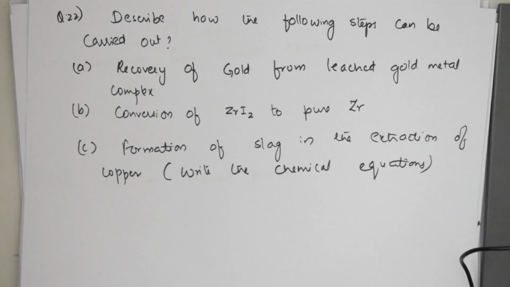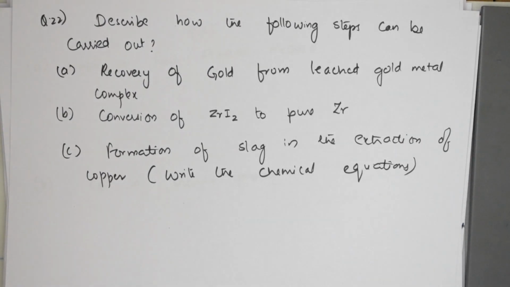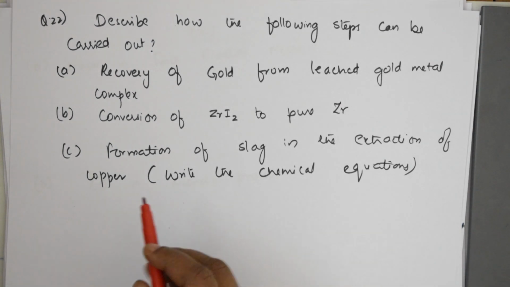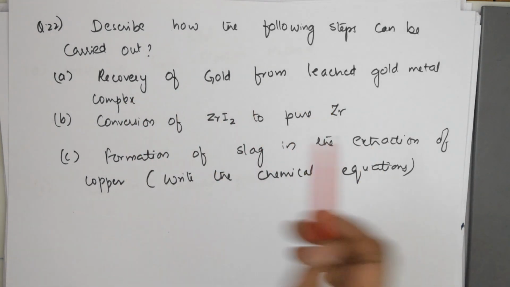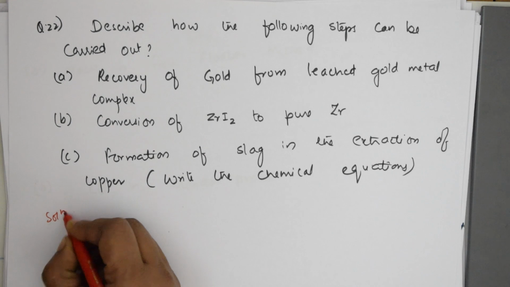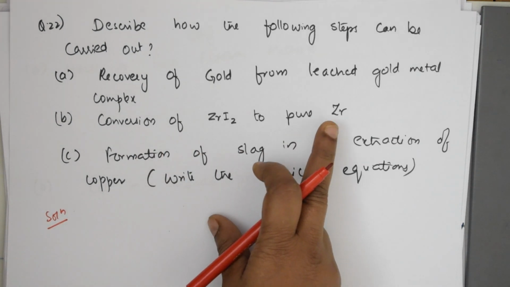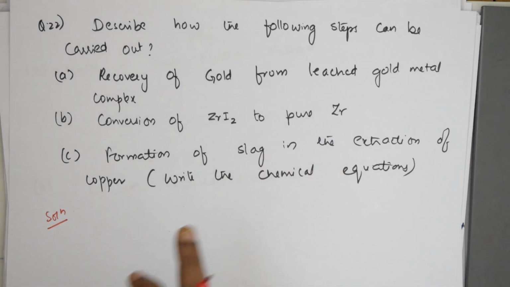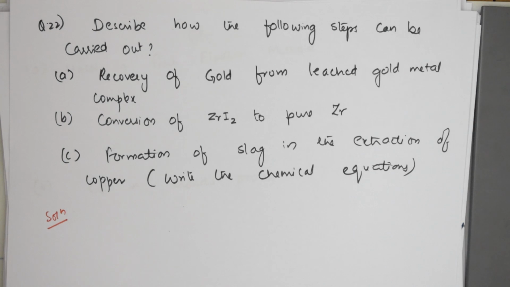So when I come back to the 22nd question, let's read this. What do they give us? Describe how the following steps can be carried out. Okay, this is basically a metallurgy question. Recovery of gold from leached gold metal complex. Next one, conversion of zirconium iodide to pure zirconium. That's also fine, right? So next important, formation of slag in the extraction of copper. Okay, all three are metallurgy.